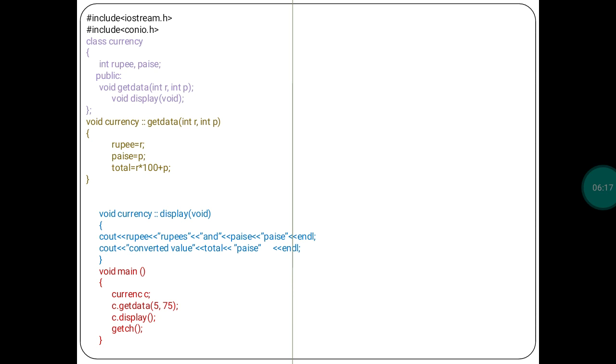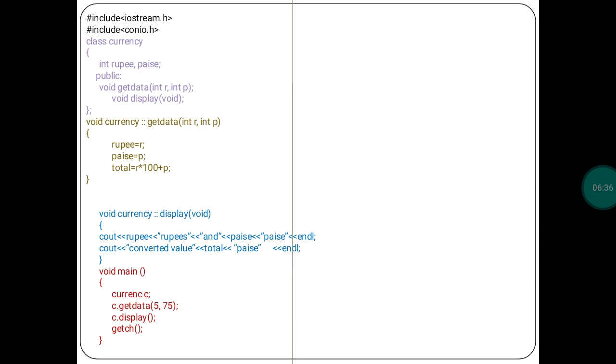How will we pass? Using the objects, which are called objects as the function arguments. Means using the object only we can pass the arguments. Through the object we can pass arguments to a member function.